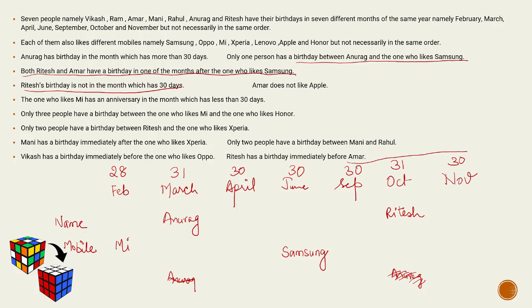Only three people have a birthday between the one who likes MI and the one who likes Honor. So that means Honor will go with September. Only two people have a birthday between Ritesh and the one who likes Xperia. If Ritesh is in October, then Xperia would come in April.